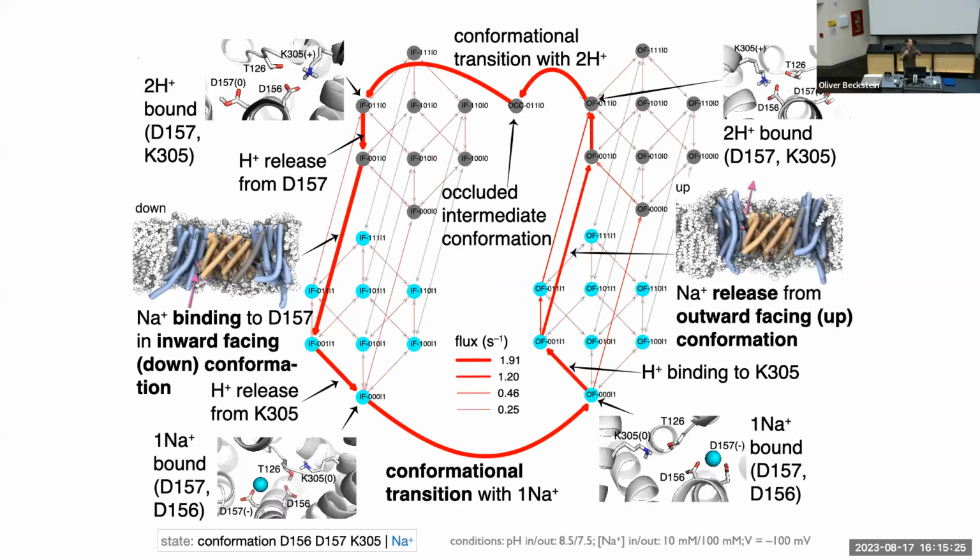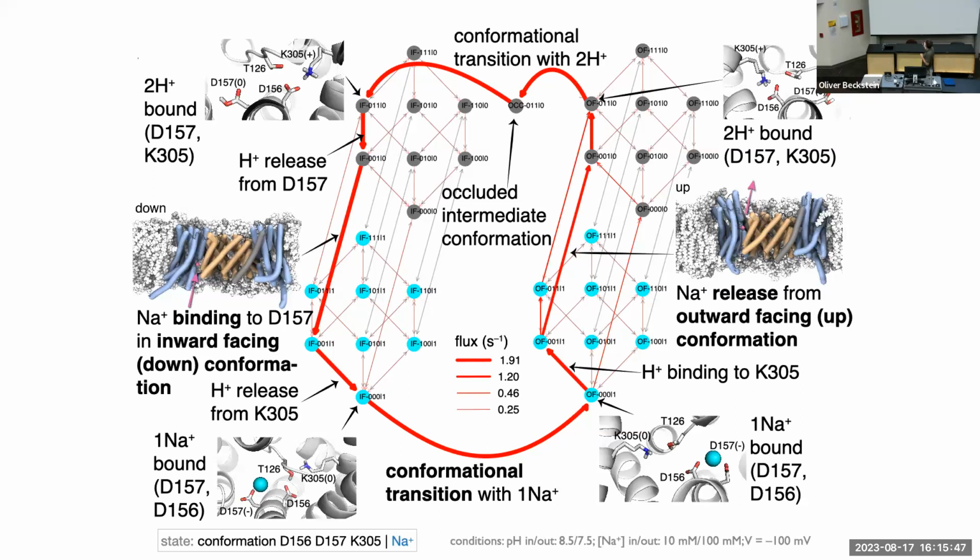We then build a big model. And again, don't worry about reading all of this. The take-home message is that once you have a model, you can ask the model what it wants to do. And what it wants to do means this big red line, which is the maximum flux through the model. So if we start here, that's the outward-facing conformation with two protons bound.